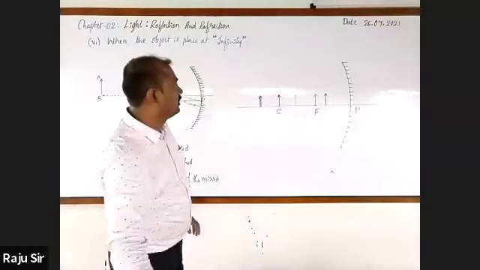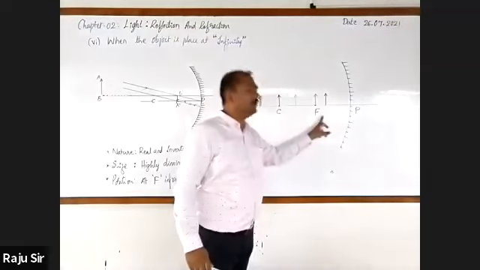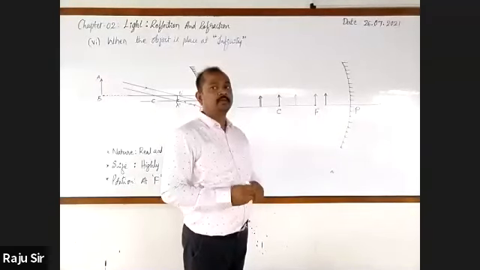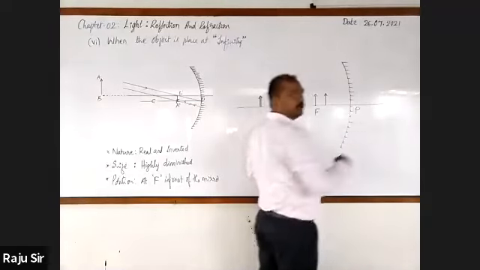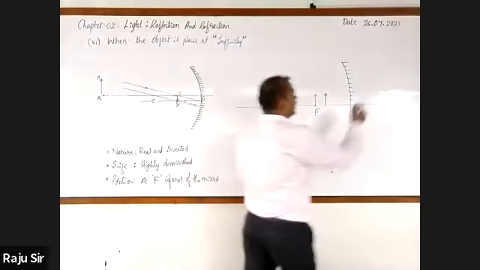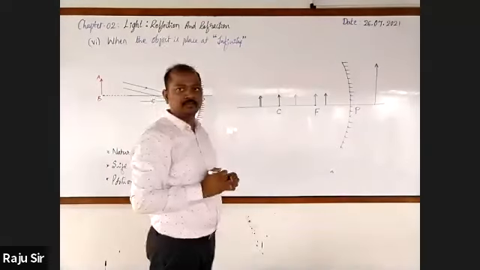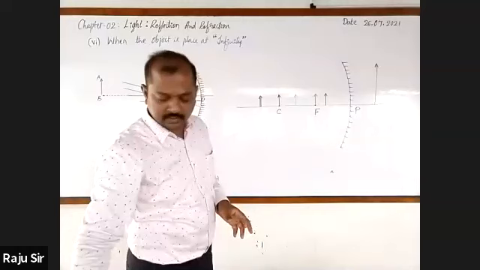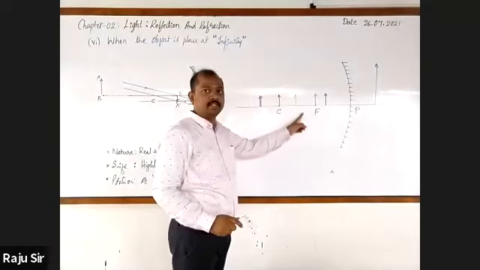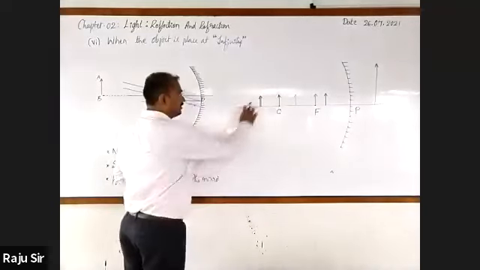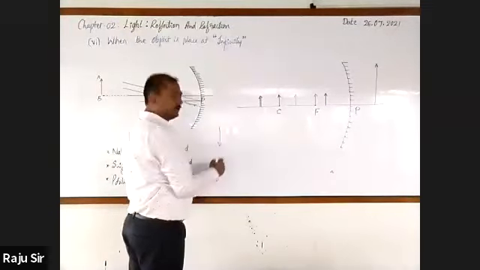Now you tell. When the object was placed between P and F, where was the image formed? Behind the mirror. Upright or upside down image? Upright, sir. Right. And it is also magnified. That is bigger than the object. When the object is placed at F, where is the image formed? At infinity, sir. At infinity.